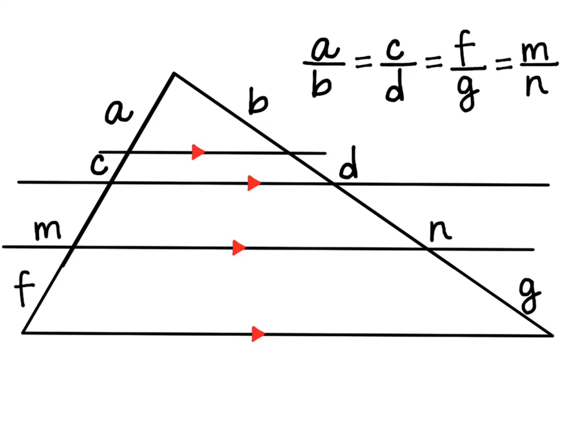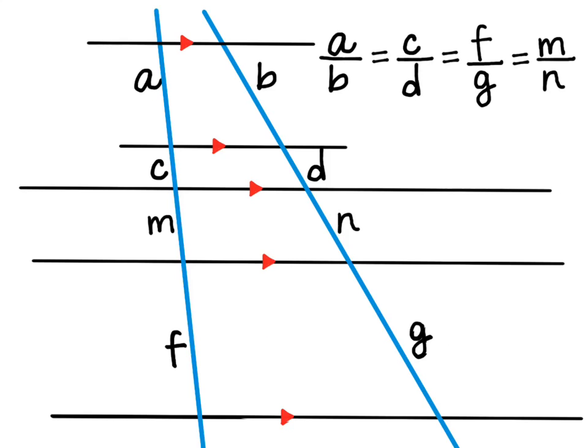So when you have a parallel segment or line cutting through a triangle, it creates these proportional pieces. Now let's look at transversals. In this case, I have these two blue transversals. I have 5 parallel lines, which cut it into 4 pieces on the left and 4 pieces on the right. And just like it did with triangles, those pieces will be proportional.